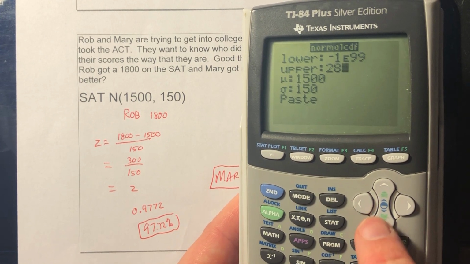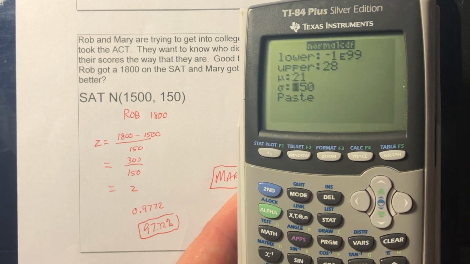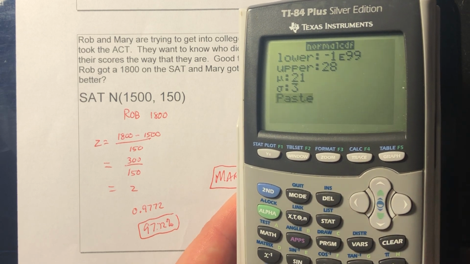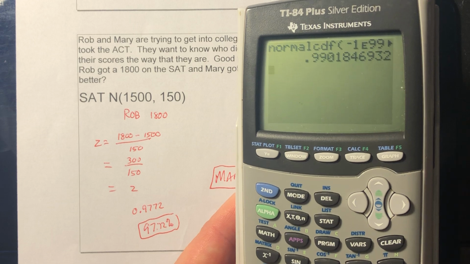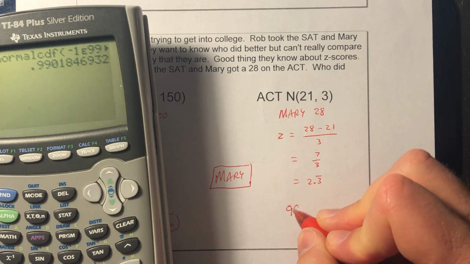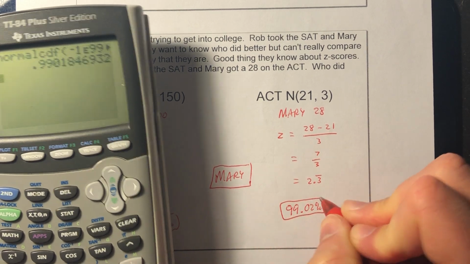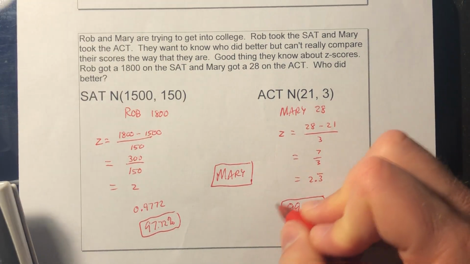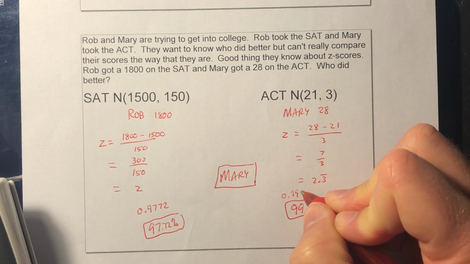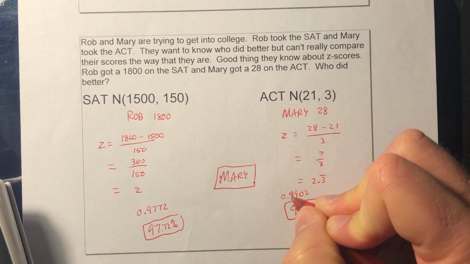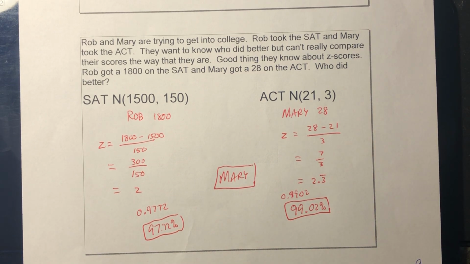Okay, so Mary's statistics, second vars, option 2. She got a 28. The average was 21. Standard deviation was 3. She got 99.02%. Okay? Because it was 0.9902. All right, so that's how you compare.